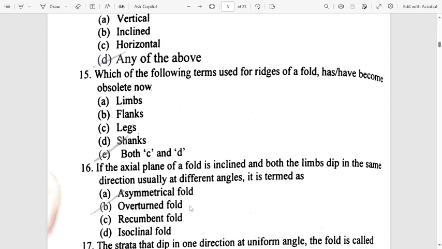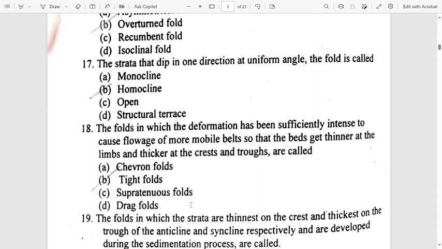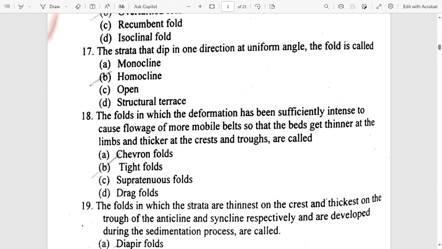If the axial plane of a fold is inclined and both the limbs dip in the same direction, usually at different angles, it is termed as overturned fold. The strata that dip in one direction at uniform angle, the fold is called inclined. The folds in which the deformation has been sufficiently intense to cause flowage of more mobile beds so that the beds get thinner at the limbs and thicker at the crests and troughs are called tight folds.